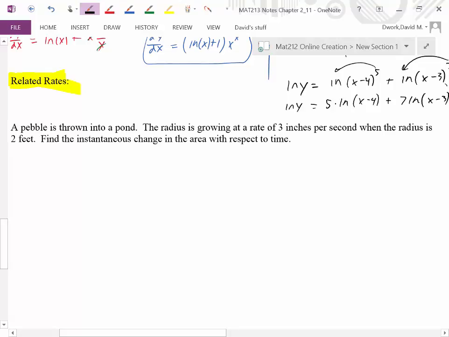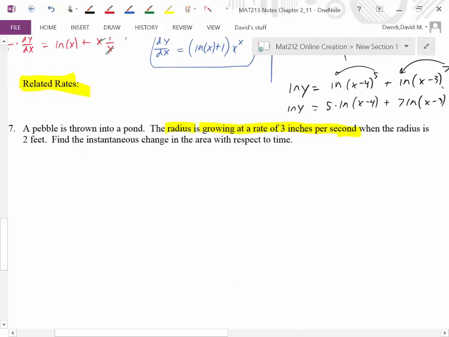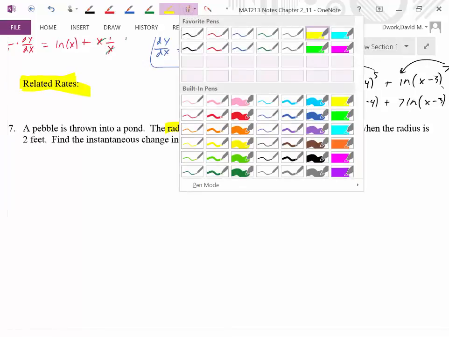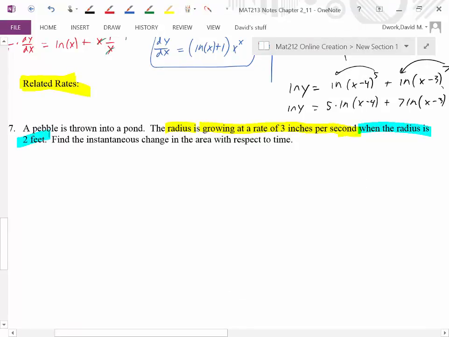The radius is growing at a rate of 3 inches per second. So here we're talking about the radius growing at 3 inches per second. And they're telling us when the radius is 2 feet, find the instantaneous change. All right, so here's that buzzword, instantaneous change. What does that mean to us? When we hear instantaneous, that means derivative, right? Find the instantaneous change of the area with respect to time.